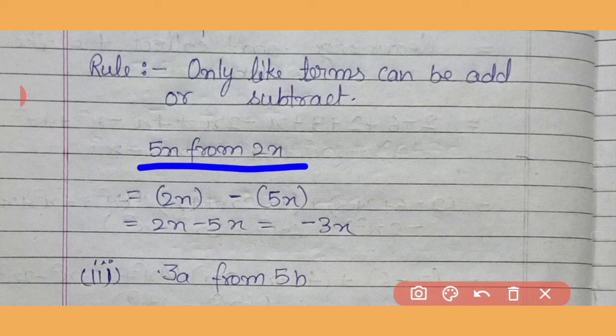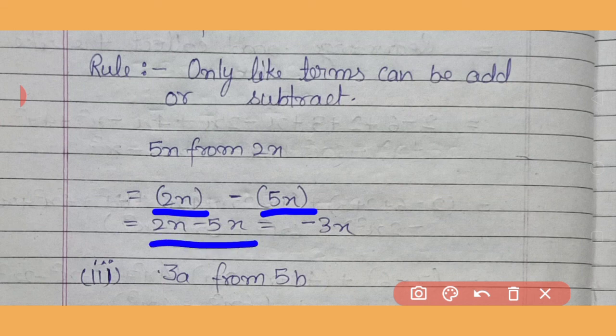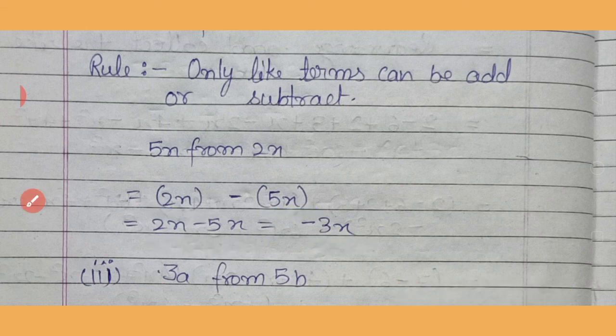Listen, whenever "from" is given, in that condition we have to interchange the places of the terms or expressions. So the second term will be first and the first will be second. So this 2x became first and 5x became second. So 2x minus 5x is equal to minus 3x.